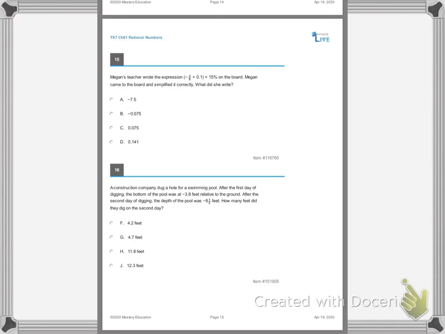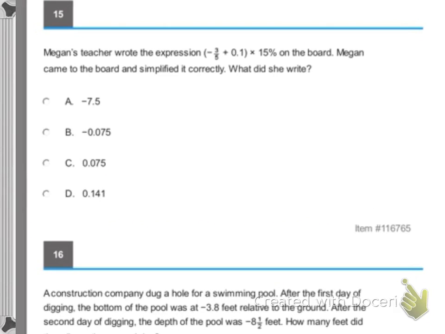And let's go to 15. All right, Megan's teacher wrote the expression -3/5 plus 1/10 times 15% on the board. Megan came to the board and simplified it correctly. What did she write? So let's just work this out. Well, -3/5, we should know that that's -6/10 plus 1/10 times 15%, which is 0.15. You just move it 2 places to the left. All right, negative 6/10 plus 1/10. Well, the signs are different. Subtract: negative 5/10 times negative 15/100.